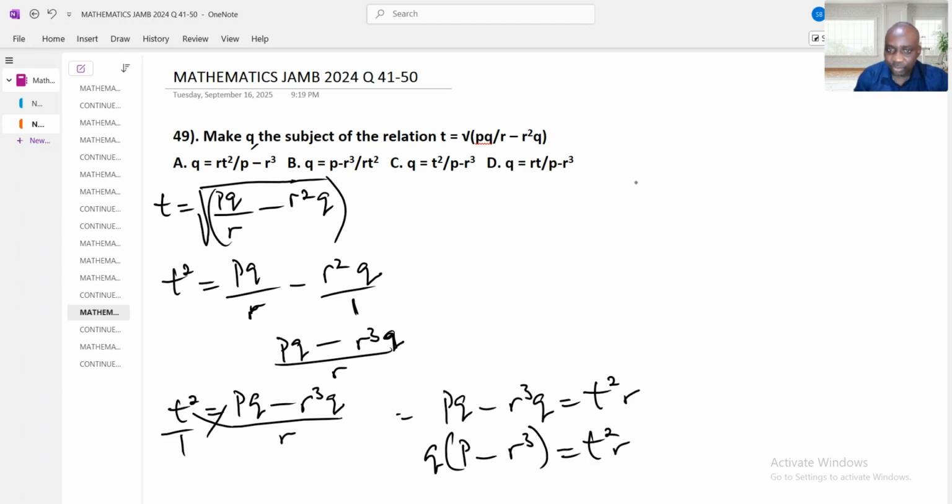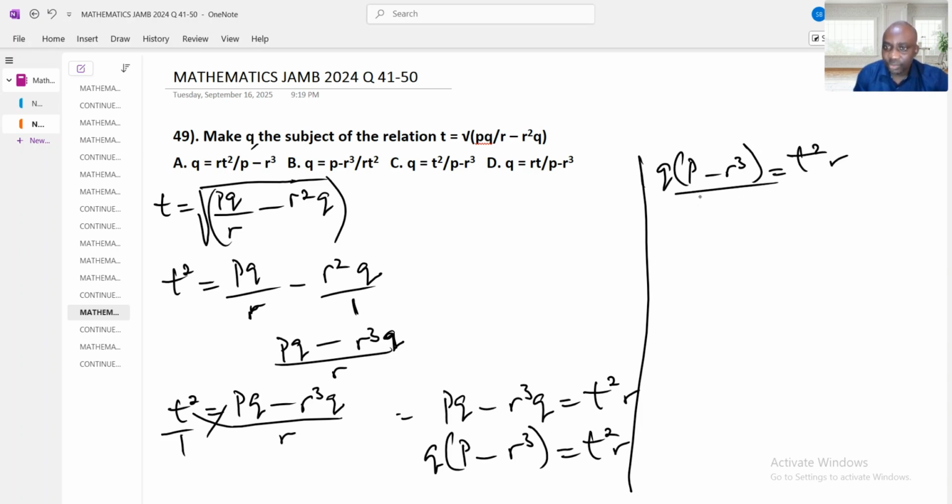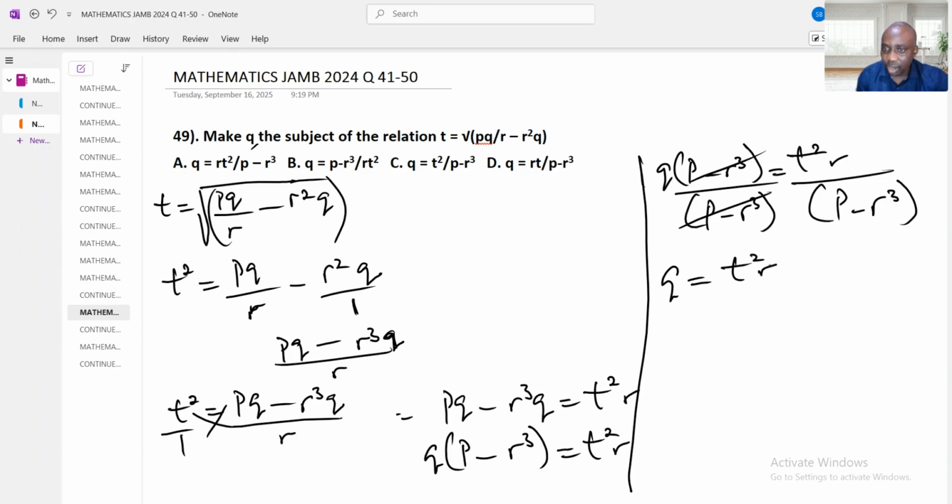Now let me continue from the top. The next thing, I'm going to divide both sides by the coefficient of Q, so that the Q will stand alone. Q times P minus R raised to power 3 equals T raised to power 2 R. Divide both sides by P minus R raised to power 3. This one cuts out. Our final answer is Q equals T raised to power 2 R over P minus R raised to power 3. This is our final answer.